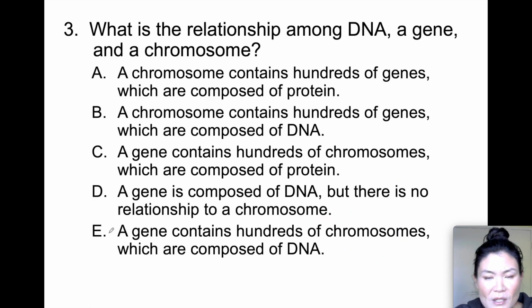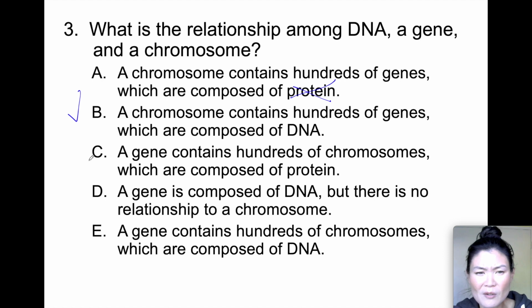Next slide. What is the relationship among DNA, a gene, and a chromosome? So let's go ahead and read the answer choices. A chromosome contains hundreds of genes, which are composed of protein. That last part is not true, right? A chromosome contains hundreds of genes, which are composed of DNA. That can be an answer. Let's look at the other answer choices. A gene contains hundreds of chromosomes. Nope. A gene is composed of DNA, but there is no relationship to a chromosome. Genes are found on chromosomes, right? A gene contains hundreds of chromosomes. No. Okay, so the answer is B.